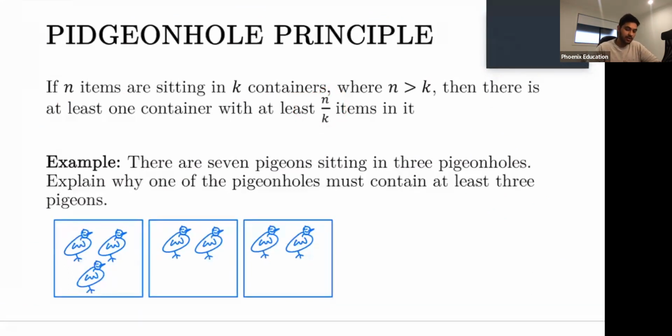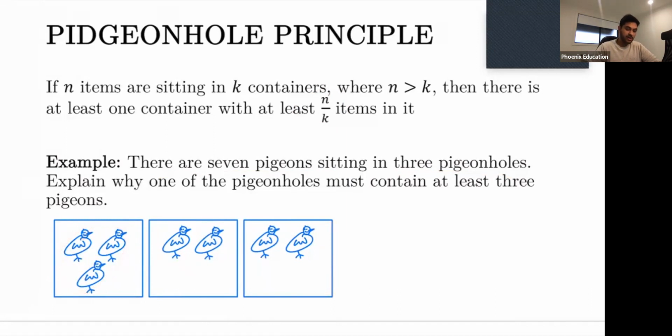So for example, in this case, we have 7 pigeons, okay? And we have 3 pigeonholes. So we've got 3 boxes. And if we were to fit all those pigeons into the pigeonholes, you would end up with 3 in one of the pigeonholes.